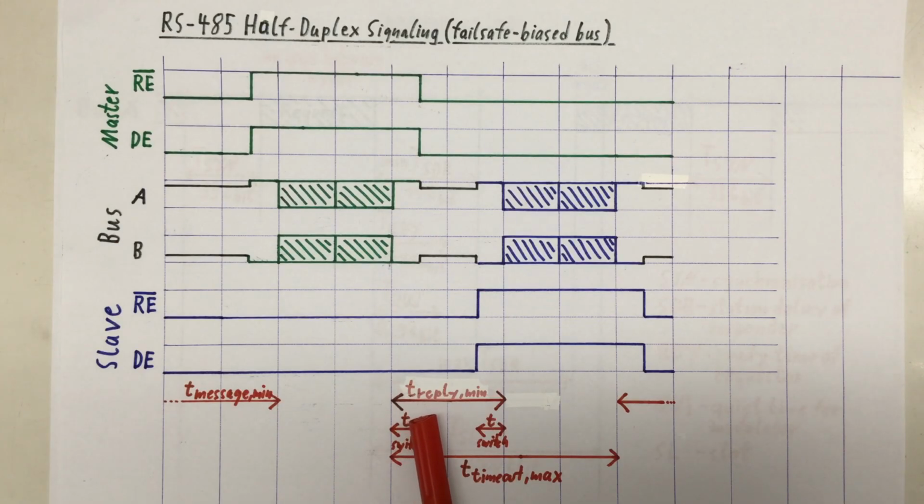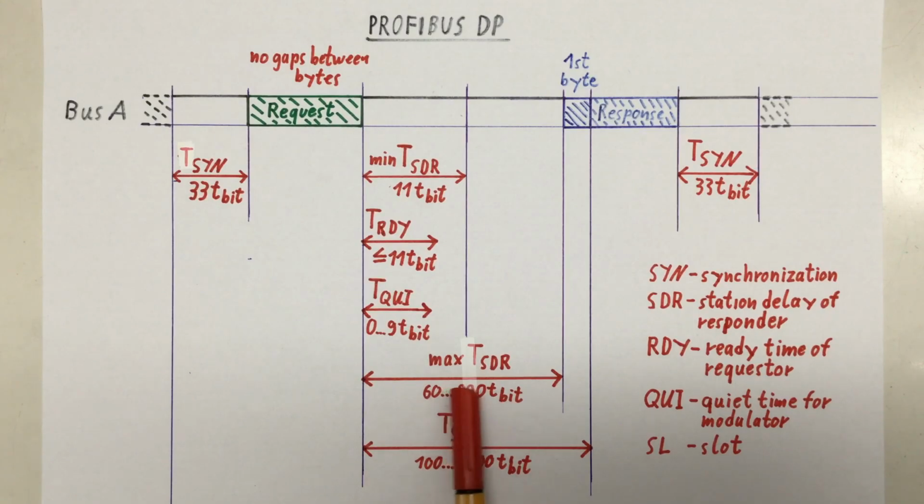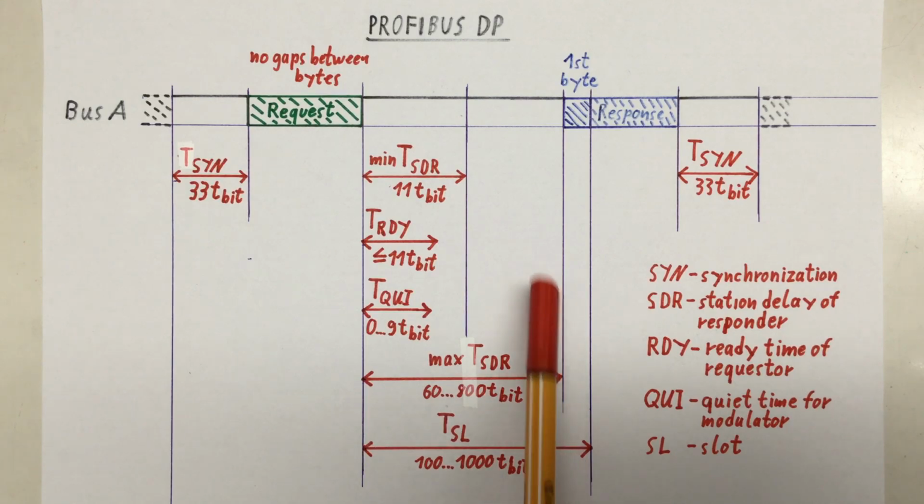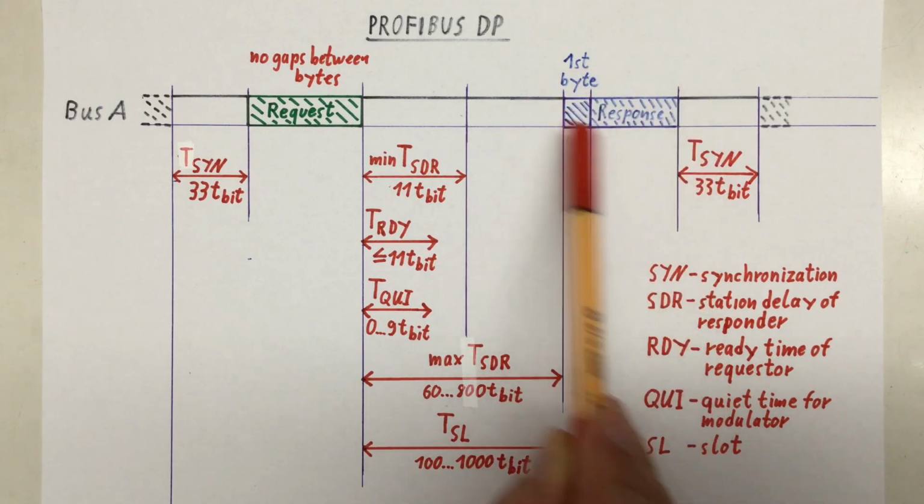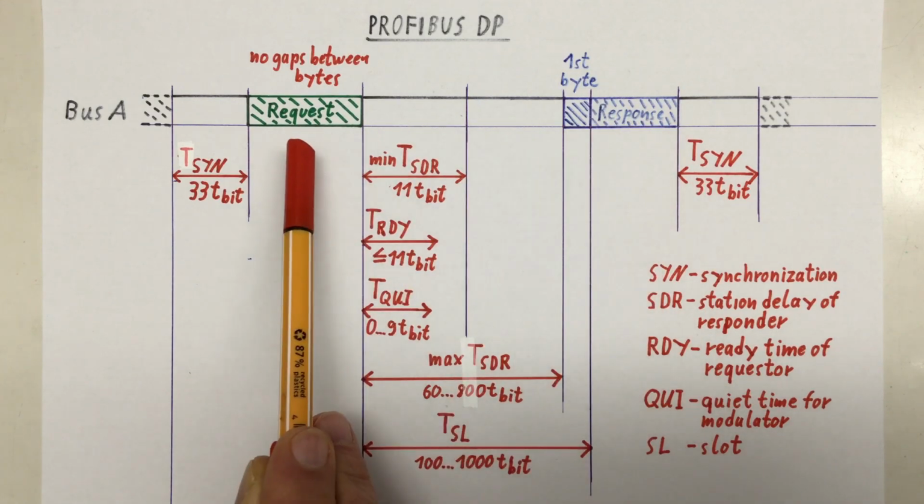In our protocol, we called min T SDR T reply min, and the combination of T ready and TQUI T switch. Max T SDR, depending on the bus speed between 60 and 800 T-bit, is the maximum time in which the slave has to start its response to the request of the master.